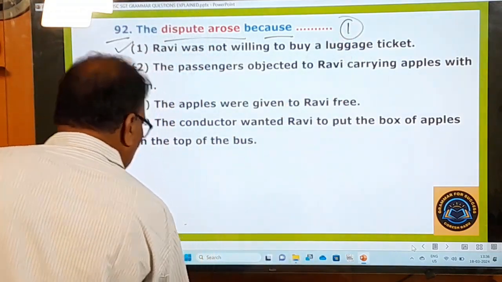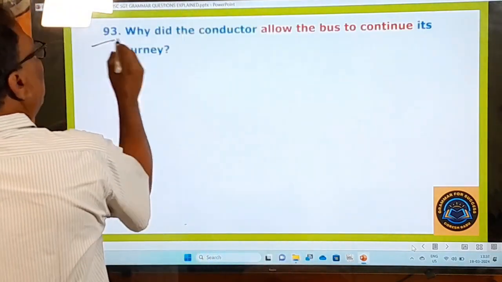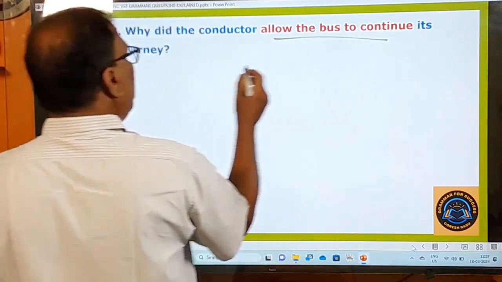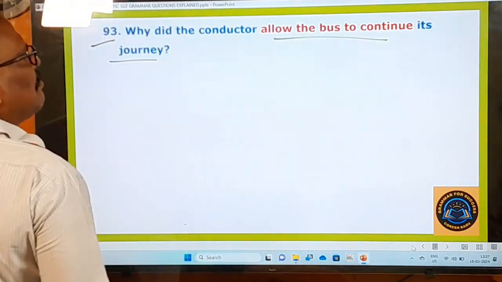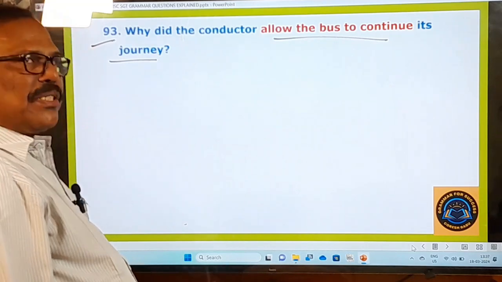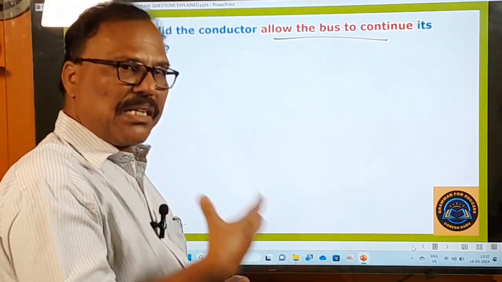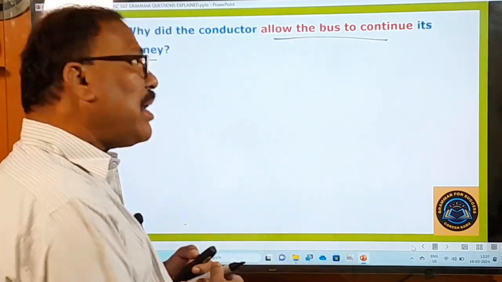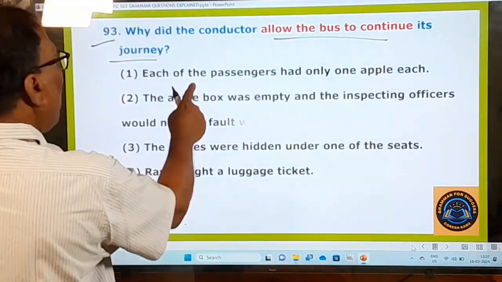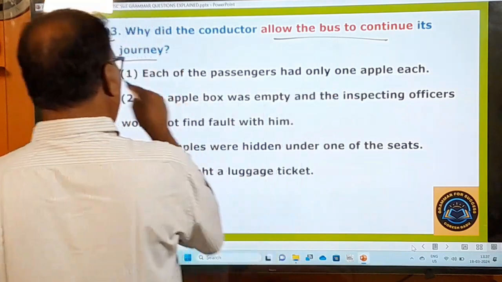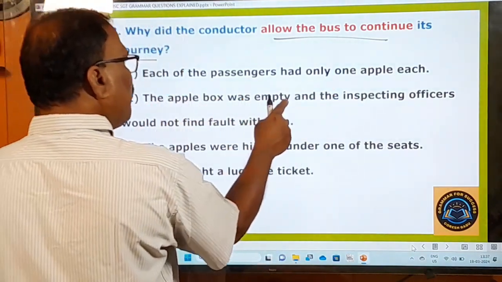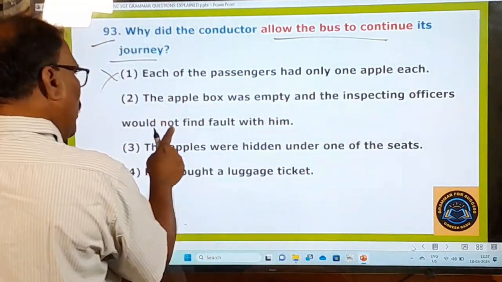So now let's go to the next question. 93rd one. Why did the conductor allow the bus to continue its journey? Why did the conductor allow this bus to move on? Why means here each of the passengers had only 1 apple each. No, the apple box was empty and the inspecting officers would not find a fault with them.